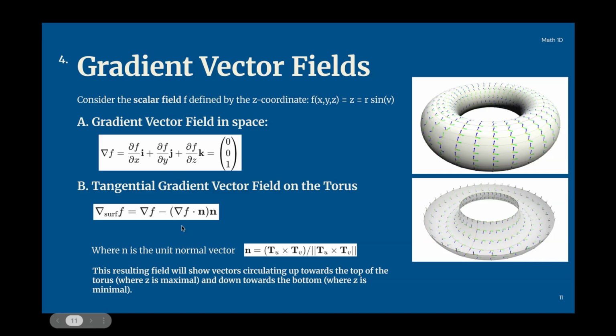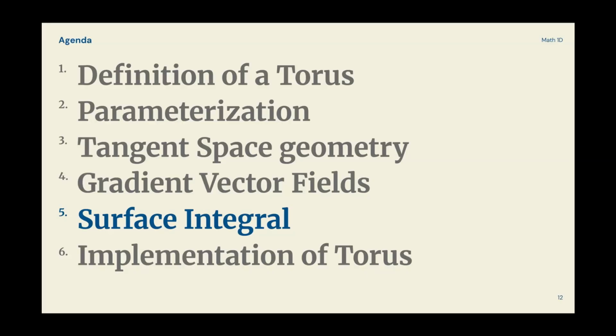This is the tangent gradient. Where this n means the unit normal vector, which is simply the cross product of tu and tv divided by the magnitude of the cross product of tu and tv. And this resulting field will show vectors circulating upwards at the top of the torus where z is maximized, and downwards at the bottom where z is minimal. So you can see the arrows pointing upwards at the top and downwards at the bottom in these two pictures.